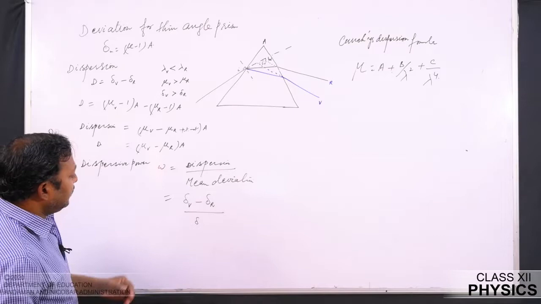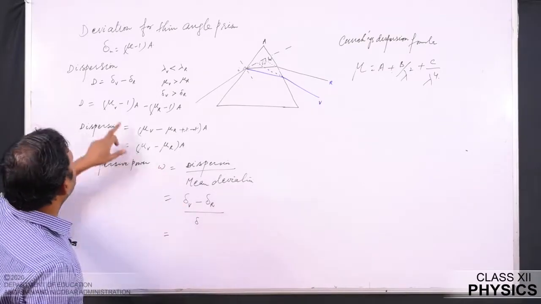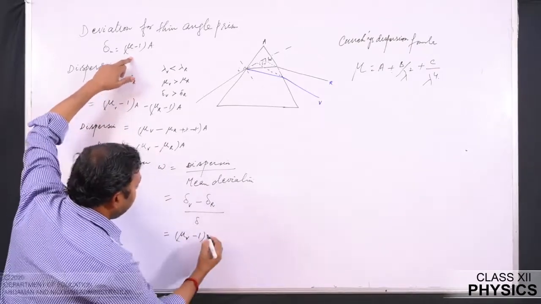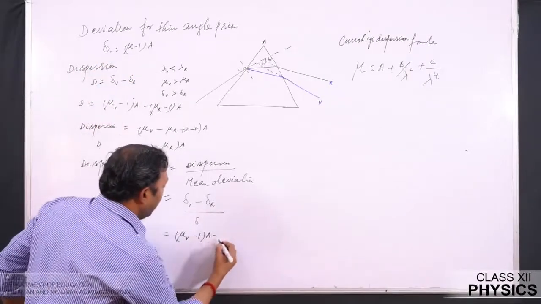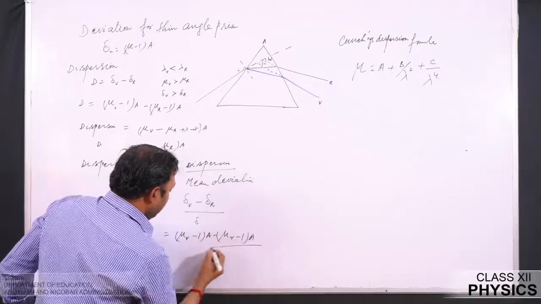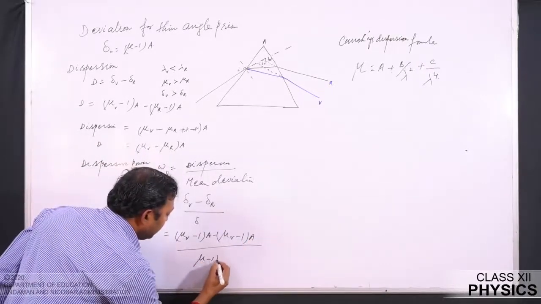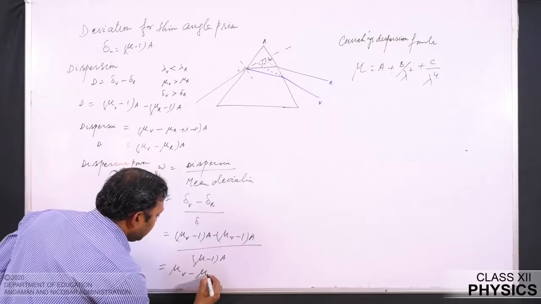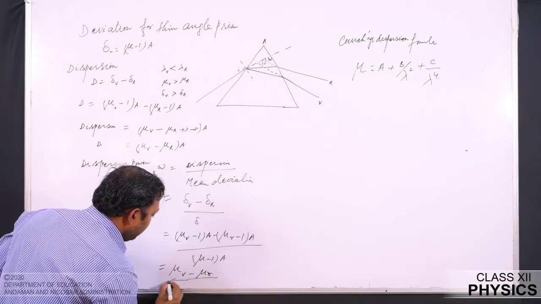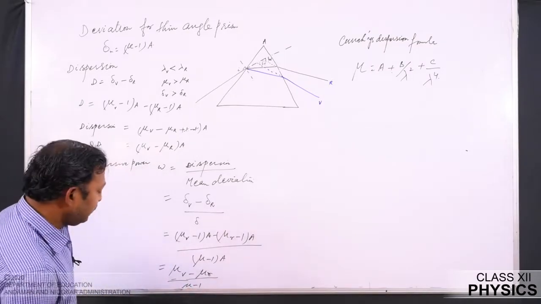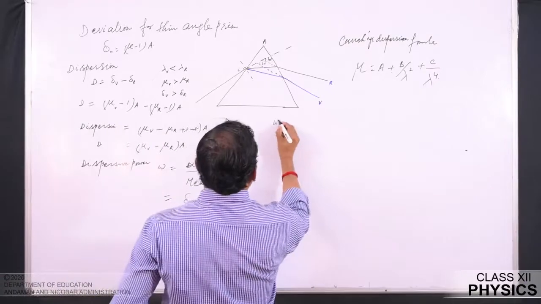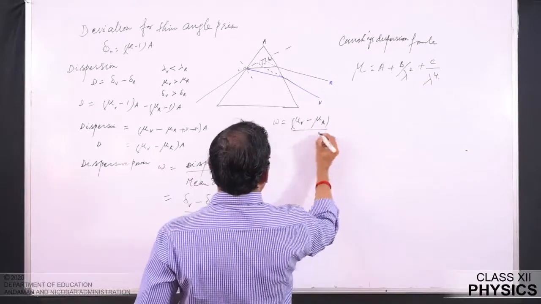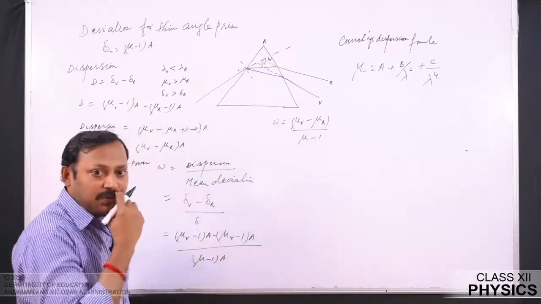Further elaboration of this expression gives the formula: delta V we already have, which is equal to mu V minus 1 multiplied by A, and delta R is mu R minus 1 times A, and the formula for mean deviation is mu minus 1 times A. So, this gives mu V minus mu R divided by mu minus 1, that is, the dispersive power omega is equal to mu V minus mu R divided by mu minus 1. So, this is the formula for dispersive power.